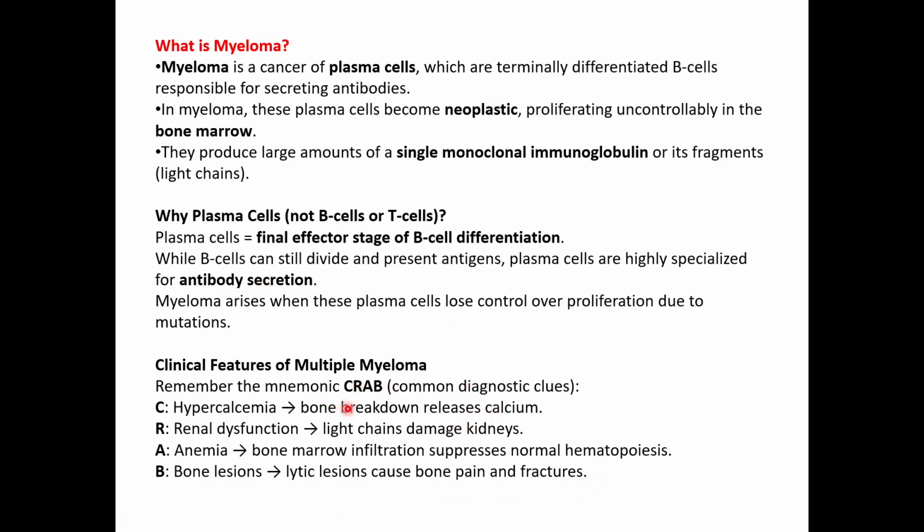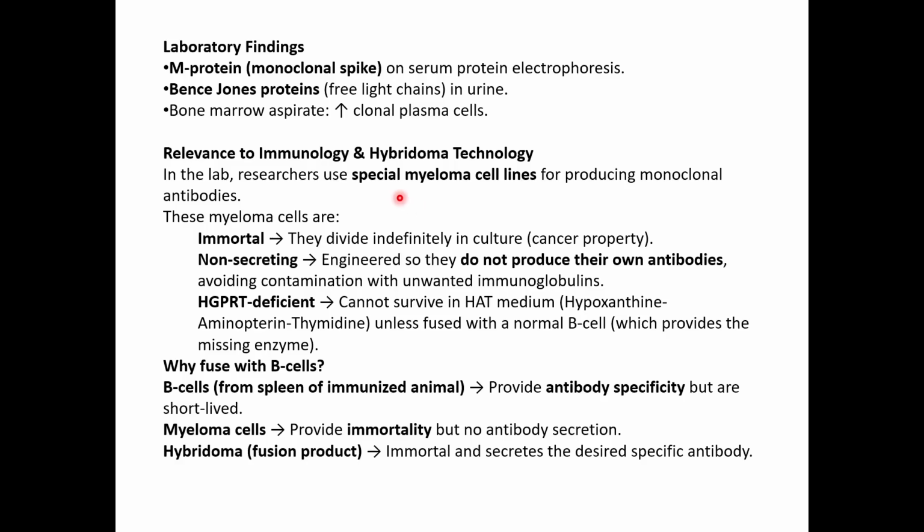So these are just some diagnostic clues about myeloma, which is not actually necessary here, but it gives you an idea about the type of cell that it is. Then this is a little more information regarding it. We have the M protein in the serum and Bence-Jones proteins in urine, etc. So this is related to the cancer.